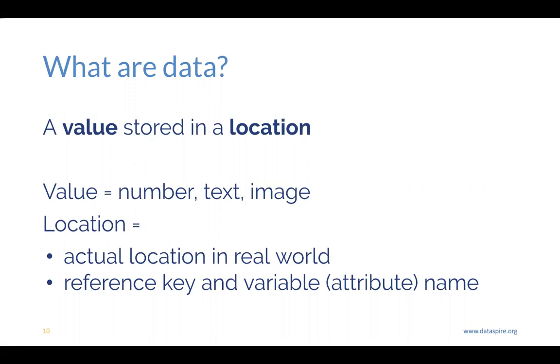So that location can be an actual location in the real world. It can be map coordinates, our GPS coordinates, where there is a location to which that value, that number, actually relates in the real world. But it also can be a reference key, a variable, or, as I said, an attribute name as to where you can find that piece of information, that value, to do something with it. That could be, for example, in a table or in a graph. There's an actual location as to where that value sits in relation to other values. And it's these two pieces, that there is a value, a number, a text, an image, and that there's a location where that value exists, that make it data.